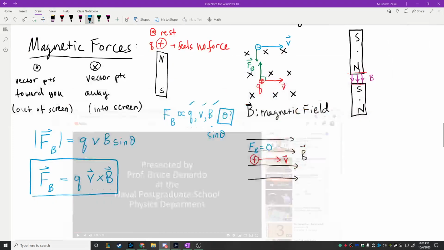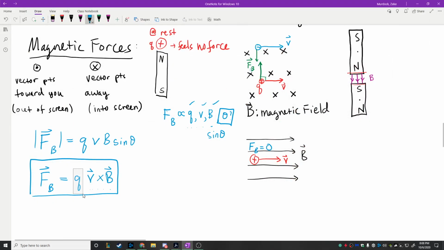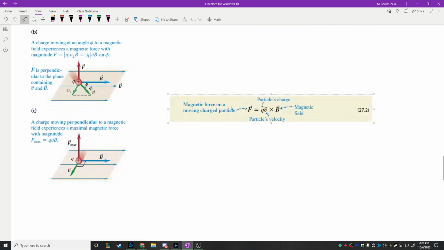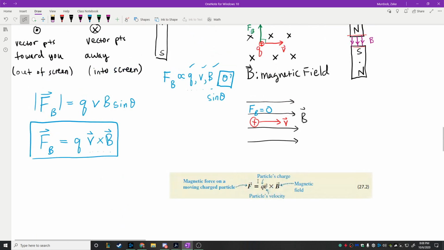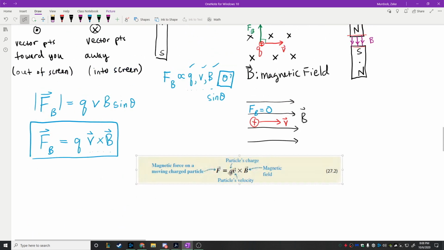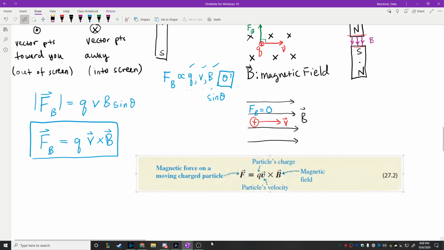To answer your question, it's Q times V cross B. In fact, I'll go ahead and grab this thing right here. That's it right there. Charge, velocity, magnetic field, cross product. We'll come back and talk about that in a second. Oh, you can't see it. We'll get back to that.